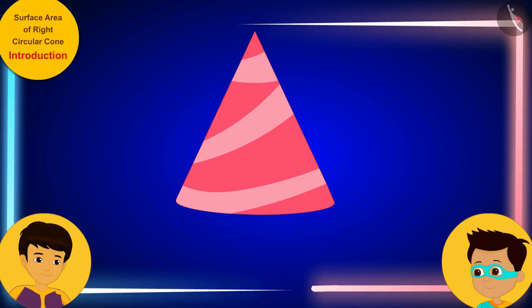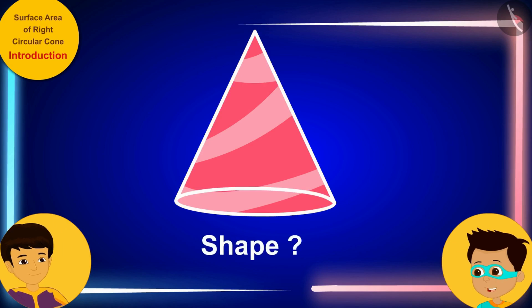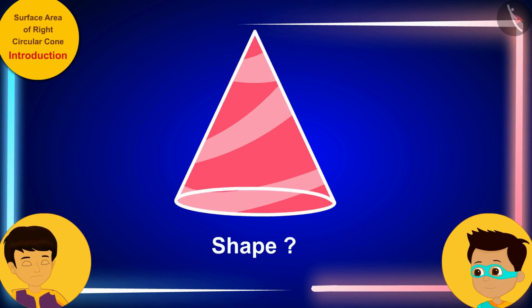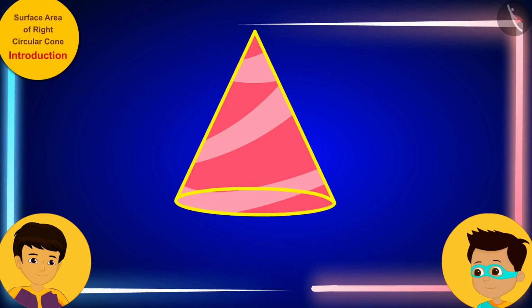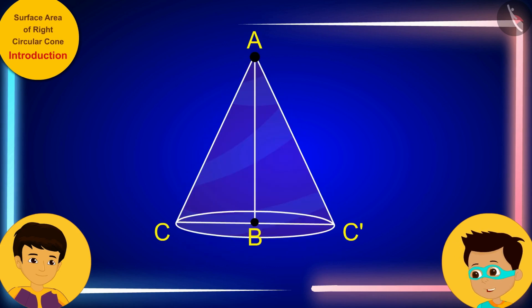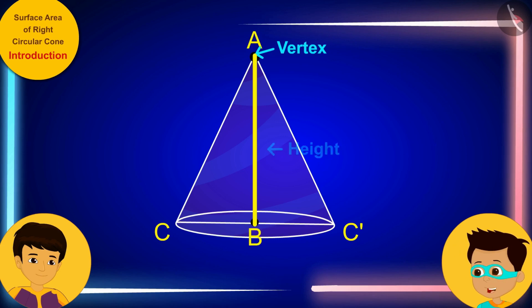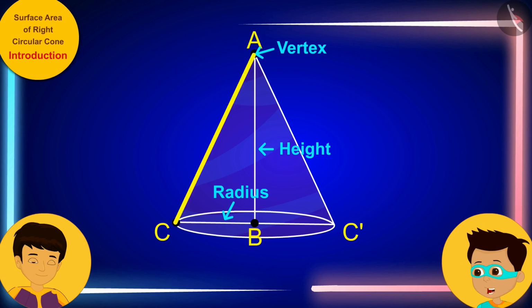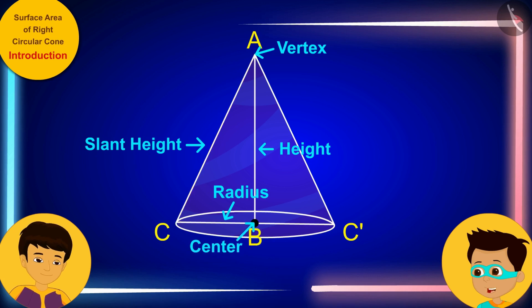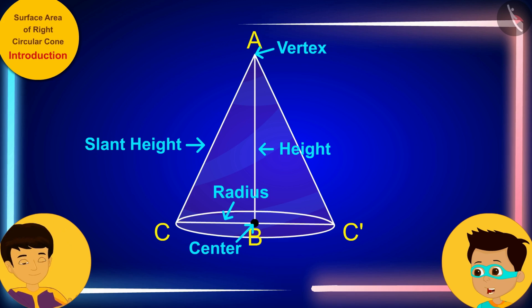Manas, can you tell me by what name this shape of the hat is better known? I don't know, Thomas. We call this shape of the cap a right circular cone. Here, point A is called the vertex of this right circular cone. AB is its height, and BC is the radius of its base. And do you know something new? AC is called the slant height of this cone. And here B is the center of the base, which is circular in shape.